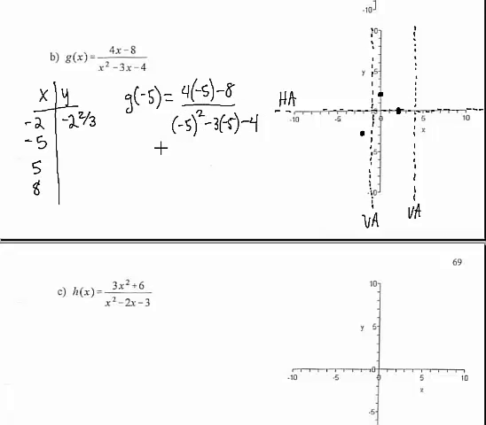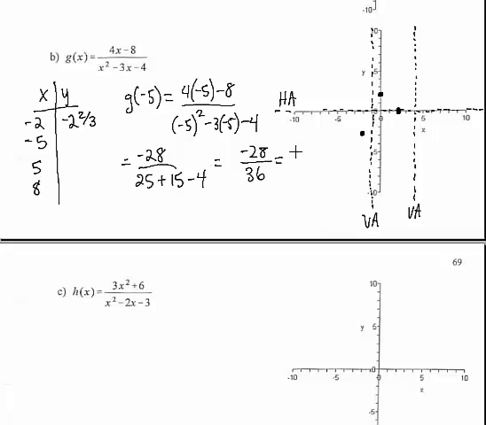Fill in the x's with negative 5's on the bottom. I get negative 28 on the top. I get 25 from the negative 5 squared, a plus 15, and a minus 4. On the bottom, 25 and 15 would give me 40, and then I subtract 4, that'd be 36.